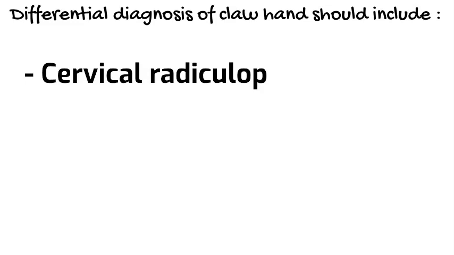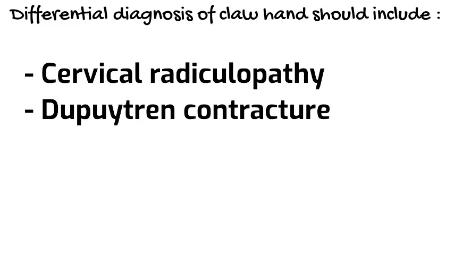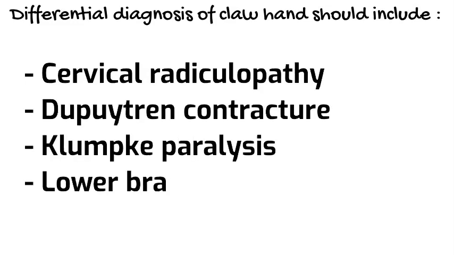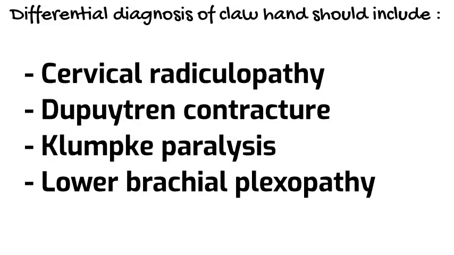The differential diagnosis of claw hand should include cervical radiculopathy, Dupuytren contracture, Klumpke paralysis, and lower brachial plexopathy.